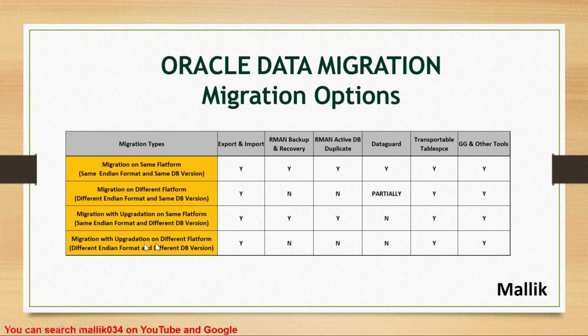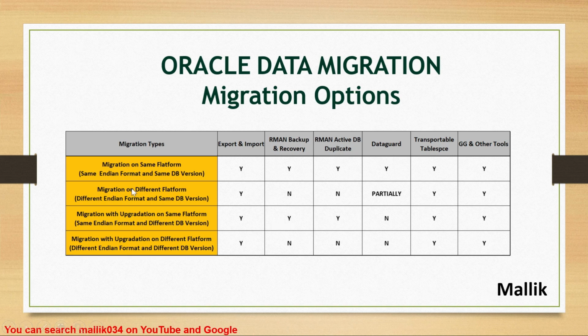And the fourth type of migration is migration with upgradation on a different platform. For example, 11G to 12C, or 12C to 19C, we are going to upgrade the DB version as well as change the platform, Linux to AIX, or Linux to Windows, or Windows to AIX, or any kind of different endian format and different DB version. These are the four types of migration I can think of as of now.